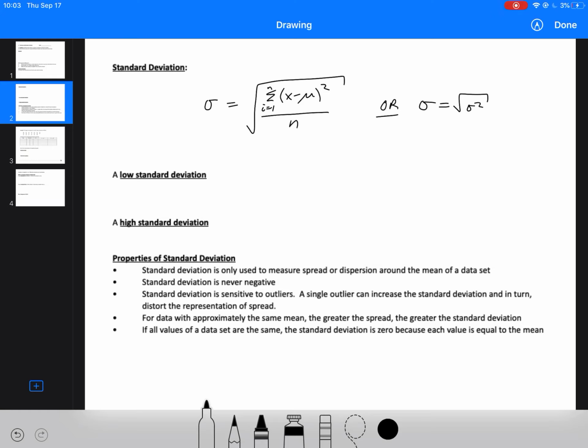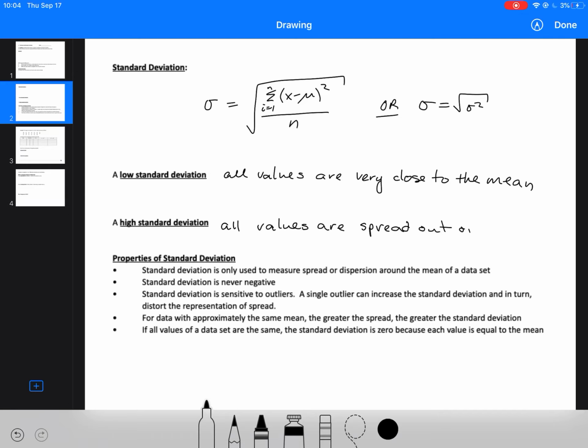Okay. A low standard deviation means that all values are very close to the mean, and a high standard deviation means that all values are spread out over the mean.